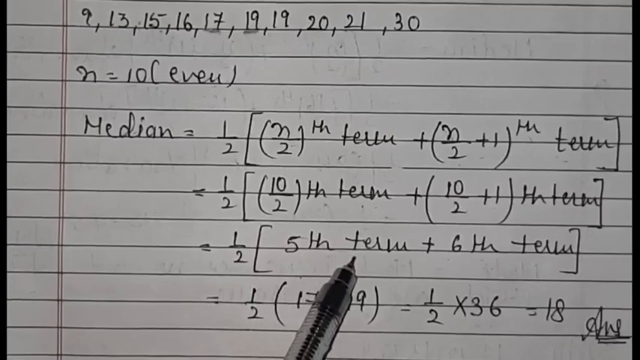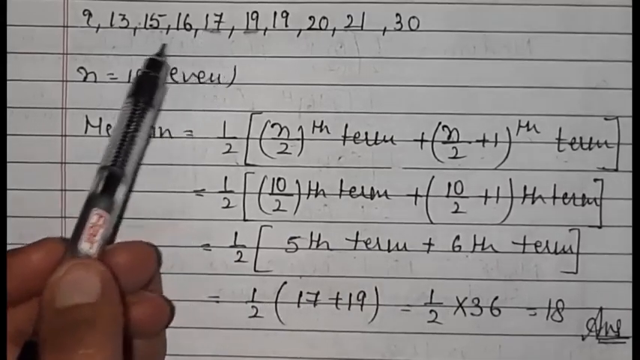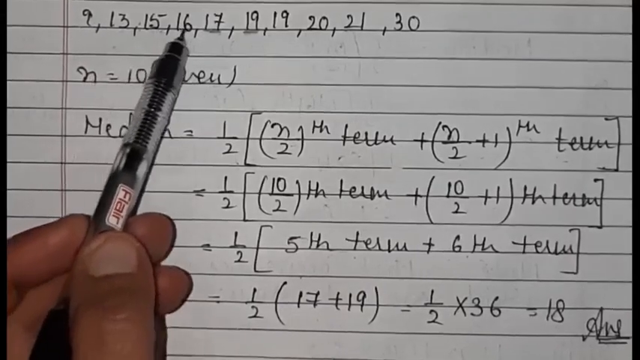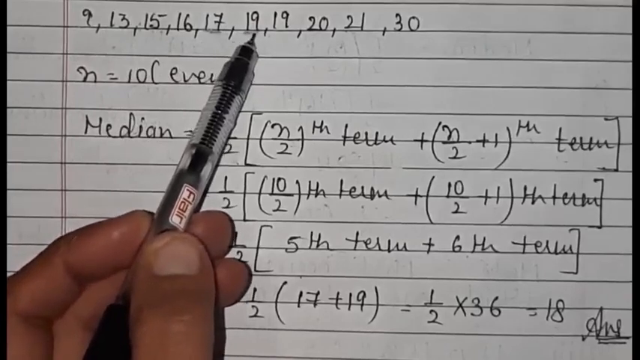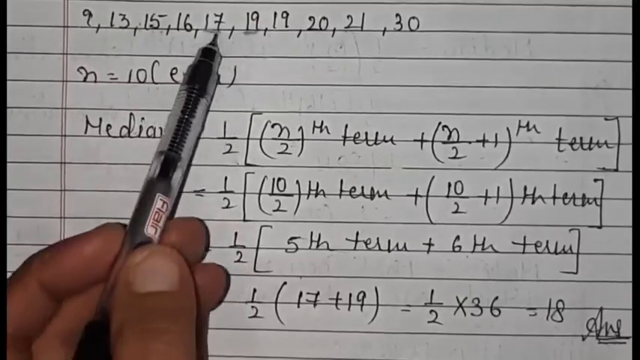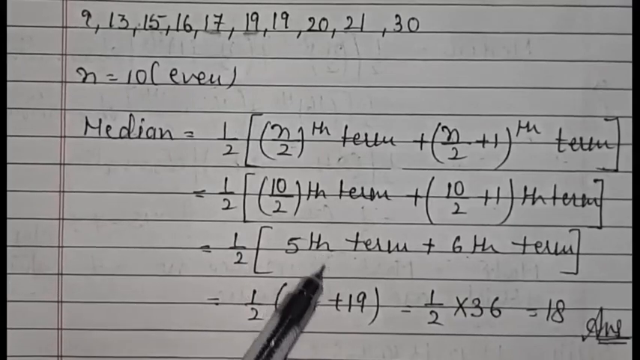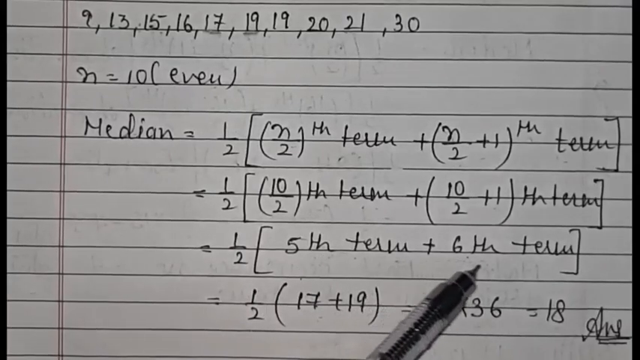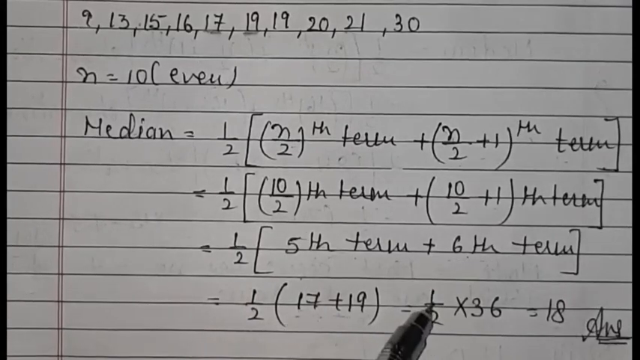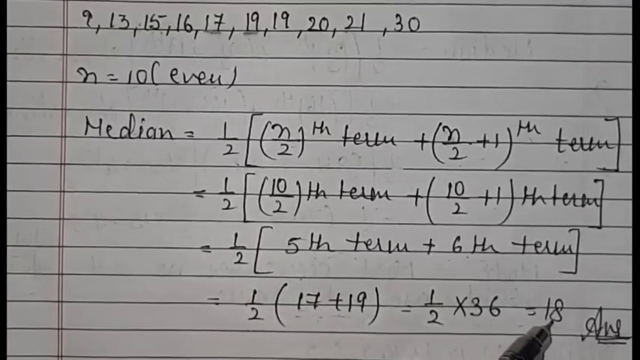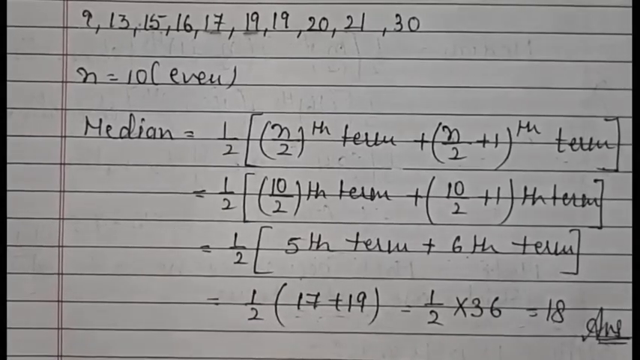Now check 5th term and 6th term from this array. So when we check 1, 2, 3, 4, 5, the 5th term is coming 17 and the 6th term is coming 19. Put these two values here only. Instead of 5th term, 17 plus 6th term 19. When we add and divide by 2, it will come 18. So 18 is the median of this data.